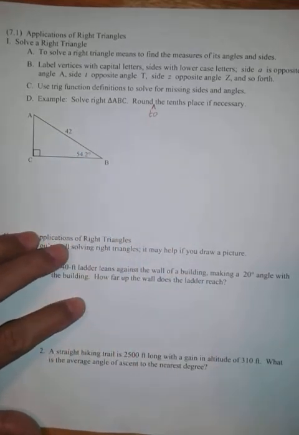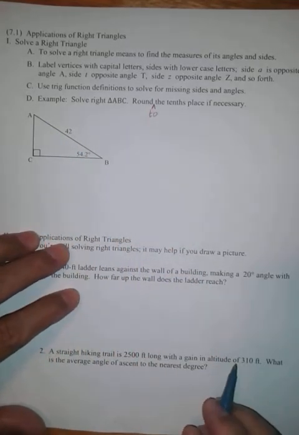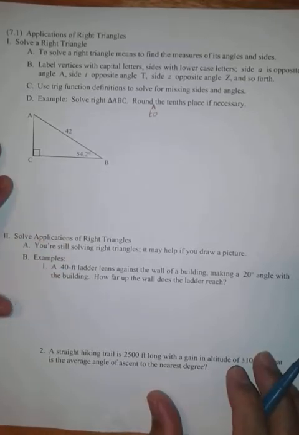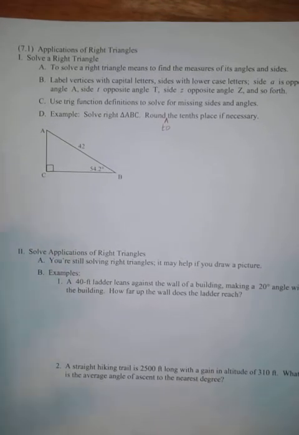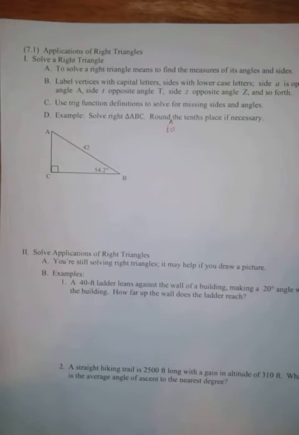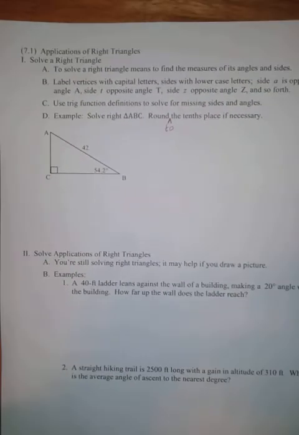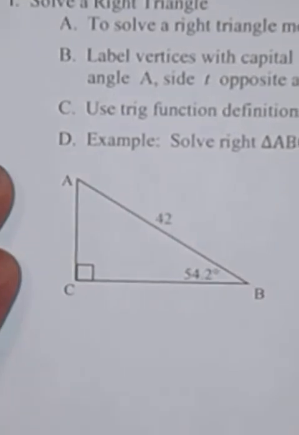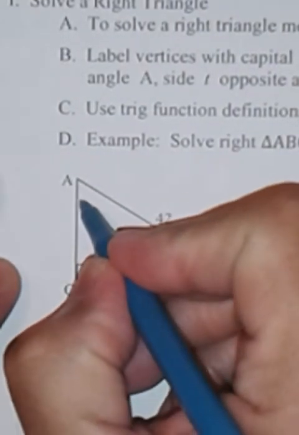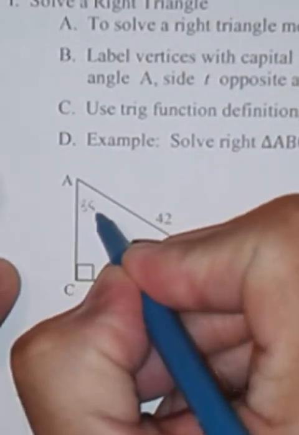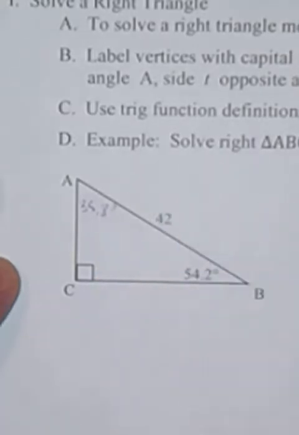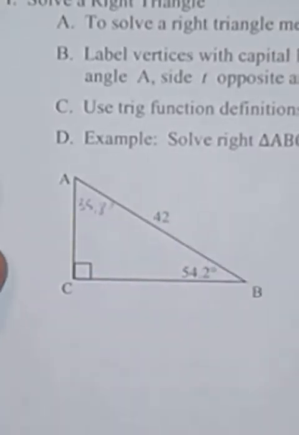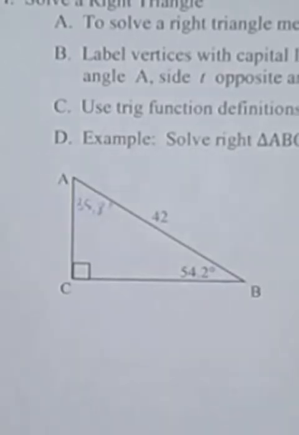So we subtract 54.2 from 90, and we get 35.8. So this angle A will be 35.8. I'm going to write it in the triangle itself, and of course I can also write it outside. And then I'm going to use a trig definition.